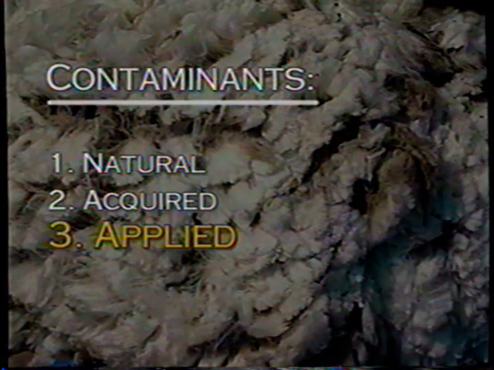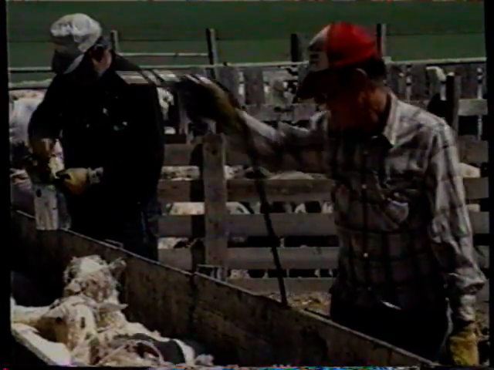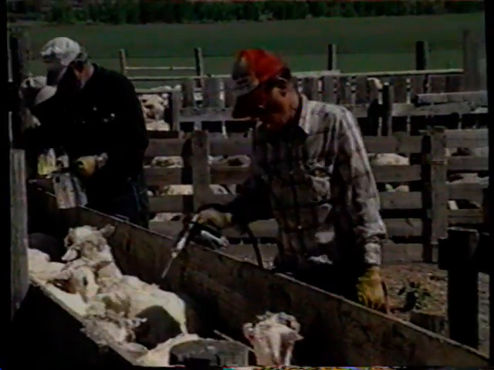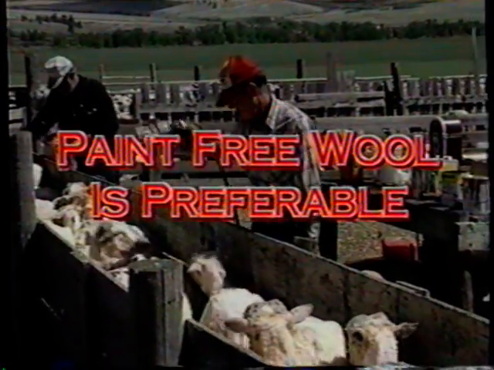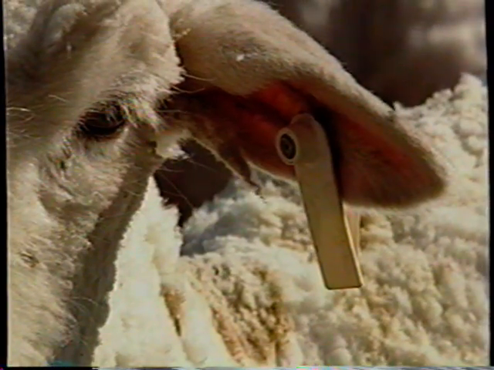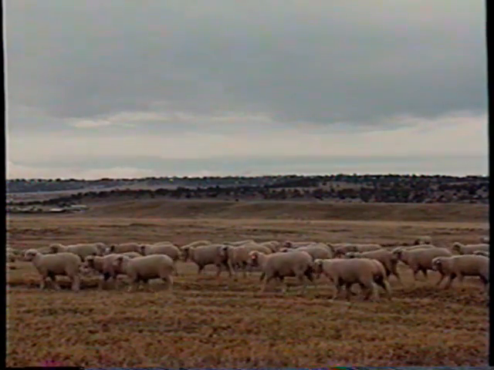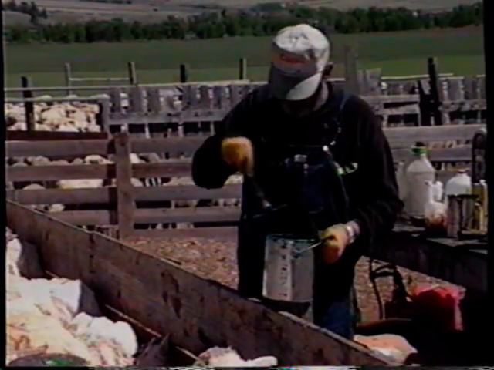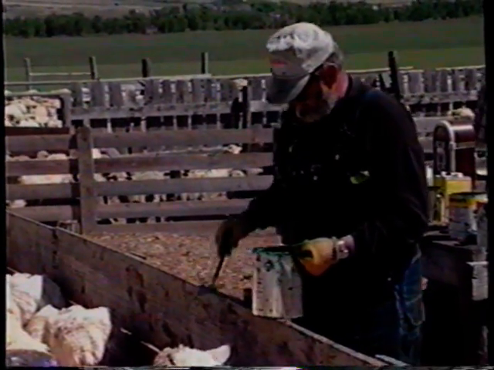The third category of contaminants are applied contaminants. These include paint brands, marking chalks, and medications. When considering the use of brands, remember that paint-free wool is preferable. Use ear tags, nose brands, earmarks, or electronic ID devices instead. If sheep must be branded, use scourable branding fluid, follow label directions, and avoid branding just prior to shearing.